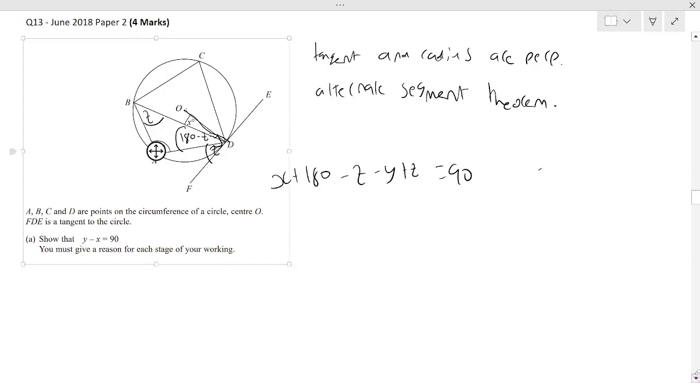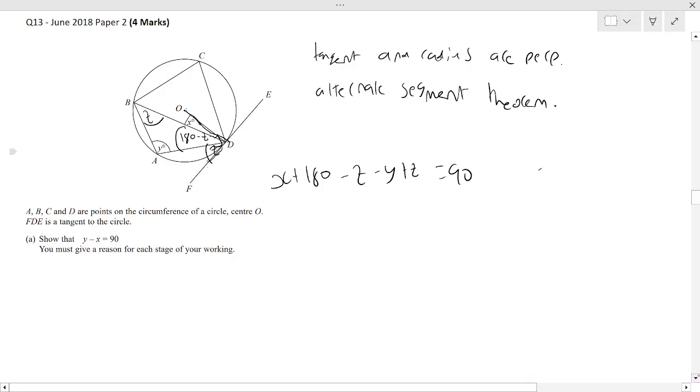I don't know the best way to show it, but this means all these three angles that go between the tangent and the radius have to add up to 90. And then we need to write down each stage. We're going to need to write some more stuff down as well. But I'm going to say because, again, tangent and radius are perpendicular.